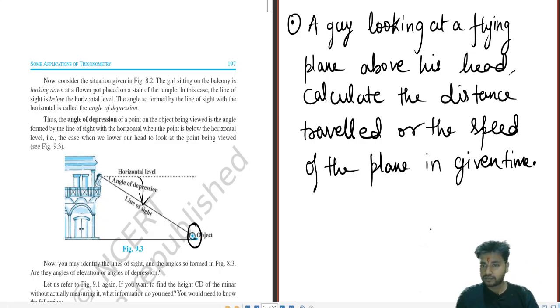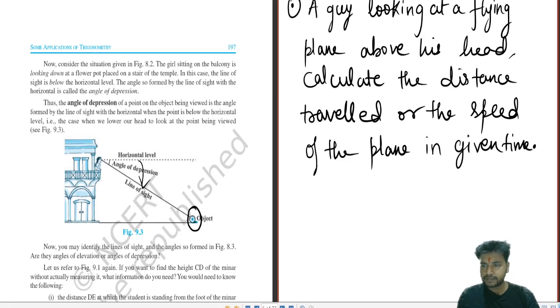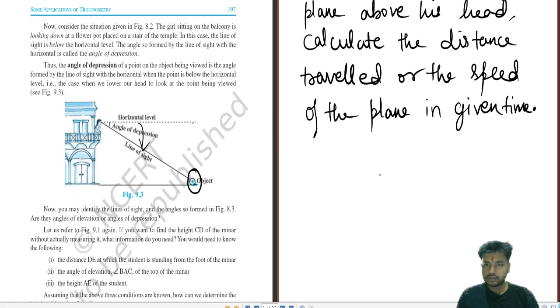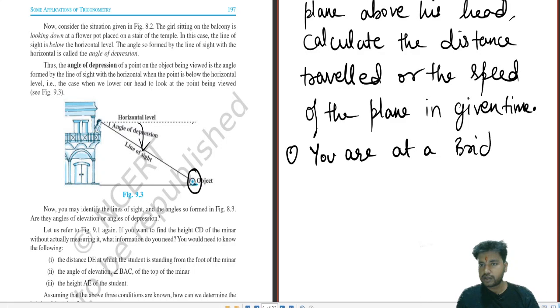Now the second comes: you are at a bridge. You saw a ship sailing.